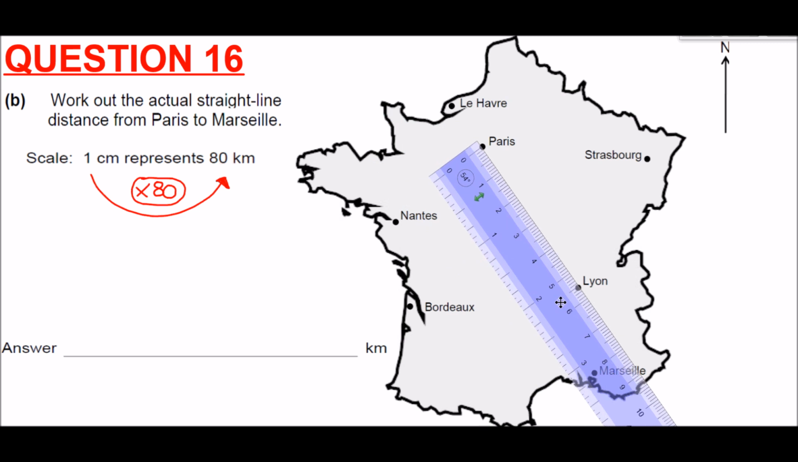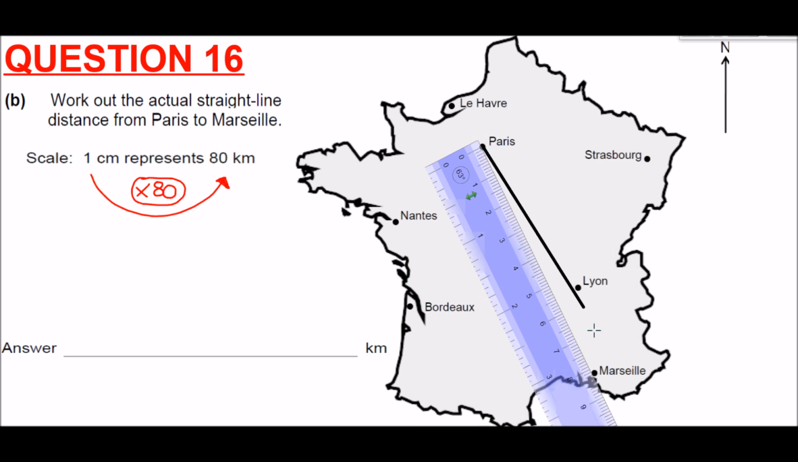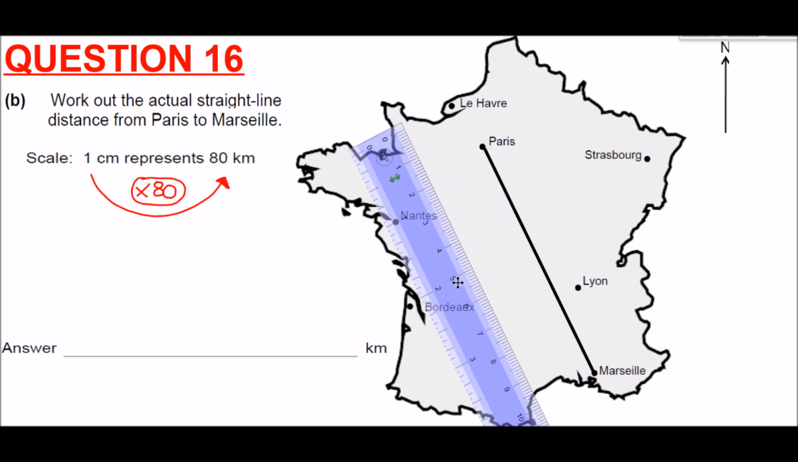So start from 0 and measure where Marseille is. From Paris to Marseille, that's 7, 8 centimetres. That to me looks like 8.2. So from Paris to Marseille, I'd say the best estimate of my distance is 8.2.